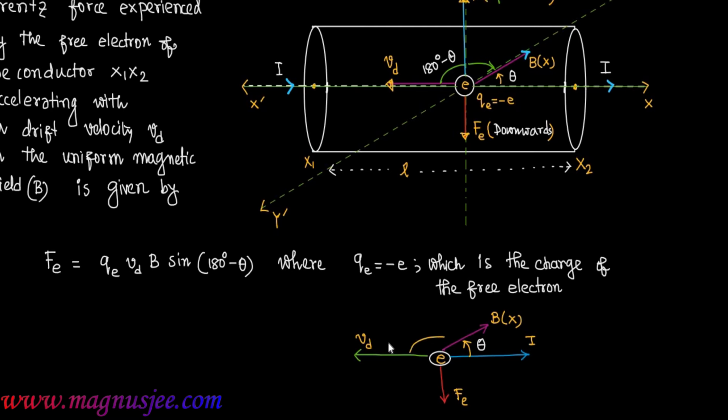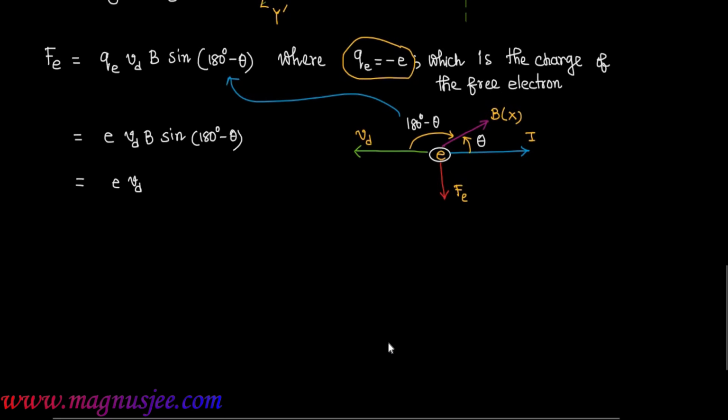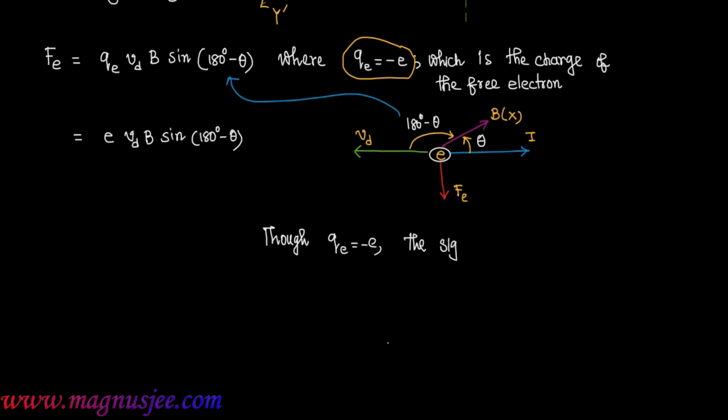In that case, the force experienced by the free electrons of the conductor, that is Fe, acts downwards. The angle between the direction of magnetic field B and drift velocity Vd is 180 degree minus theta, and QE equal minus E. Here in place of QE, we have to write E, considering the magnitude and no need to consider the sign of charge. That means Fe equal E Vd B sine 180 degree minus theta.